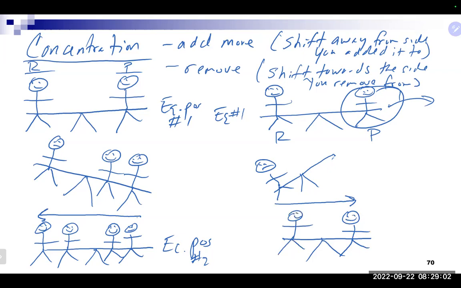Any questions on that there? Okay, so that's the deal with concentration. Add away is a good way to remember it. AA, add away. And obviously when you remove, it goes towards the side.